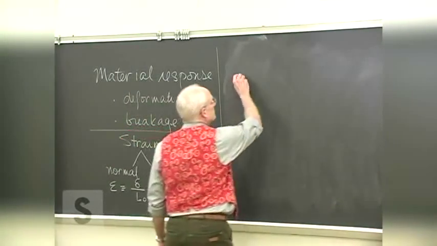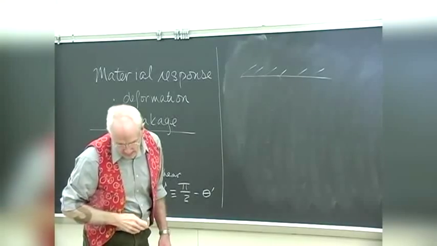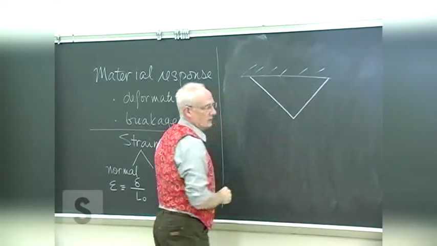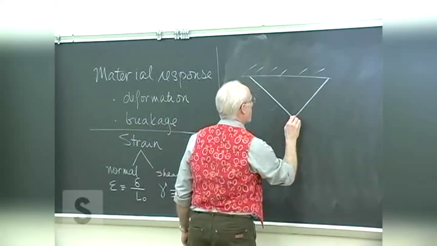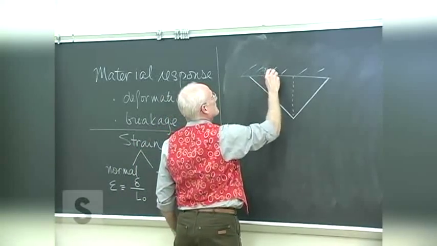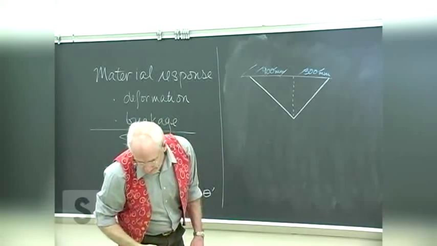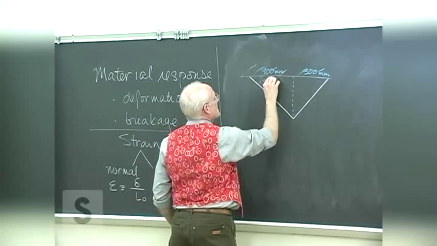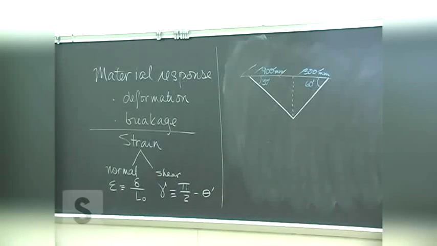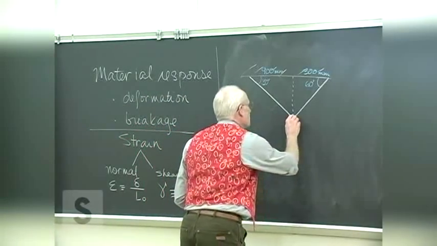The shear strain. Imagine a triangular bracket of some kind such that it looks something like this. Where it's 900 millimeters on that side, 300 on that side. These two angles, 30 and 60. I'll leave it as an exercise for the reader to figure out what the other angle is. And there's a load of some kind or other, it doesn't matter.